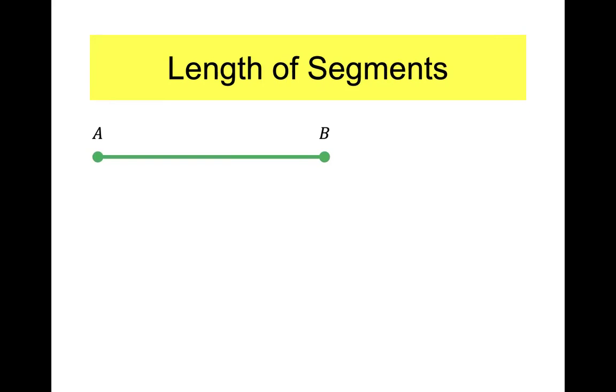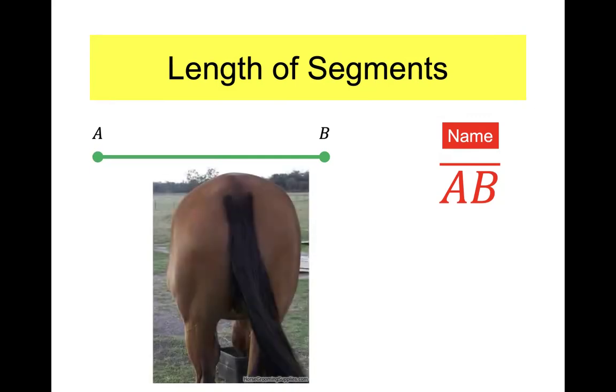There's a green segment right there. I just told you we name segments by their endpoints. So clearly that is segment AB or segment BA. That's the name of it. If I actually measure that segment with a ruler, let's say I find out that it's 2 feet long, then here's what geometry says to do. If you want to state that segment AB is 2 feet long, this is what you do.